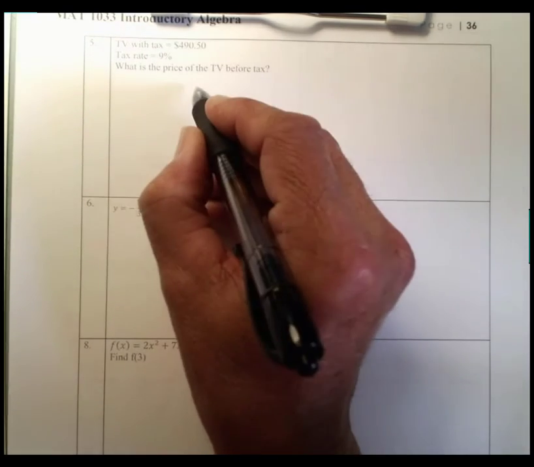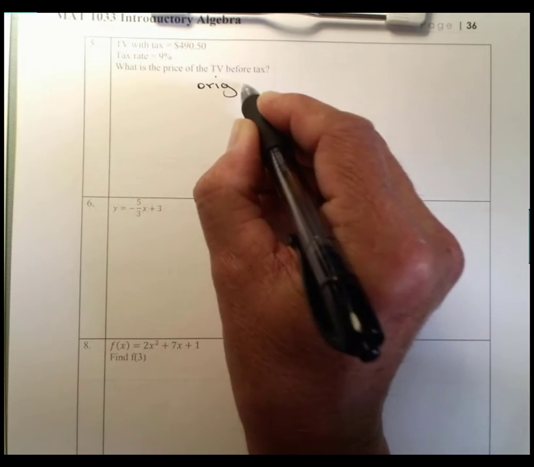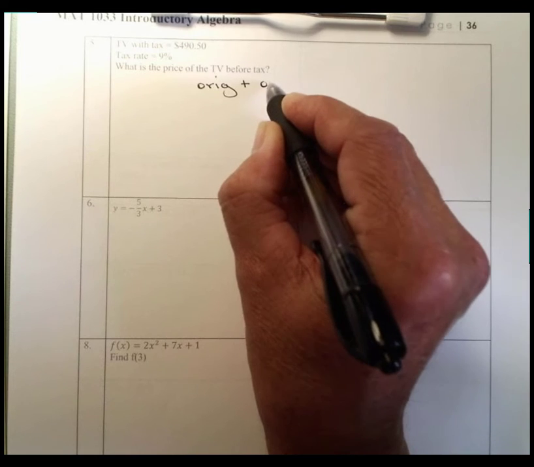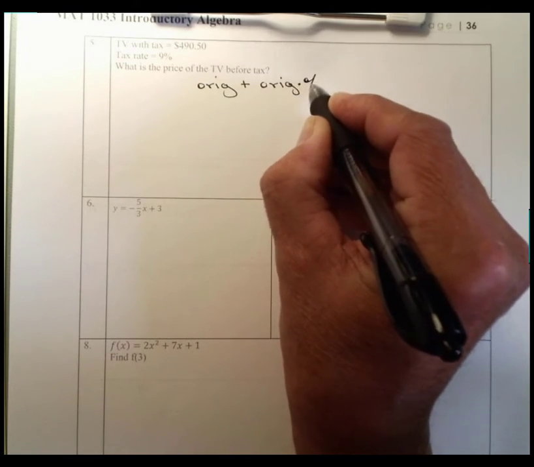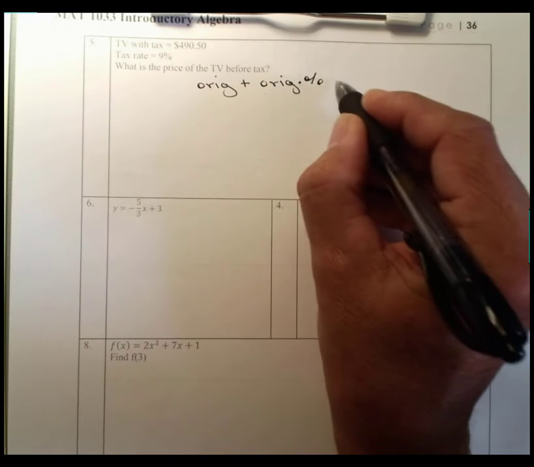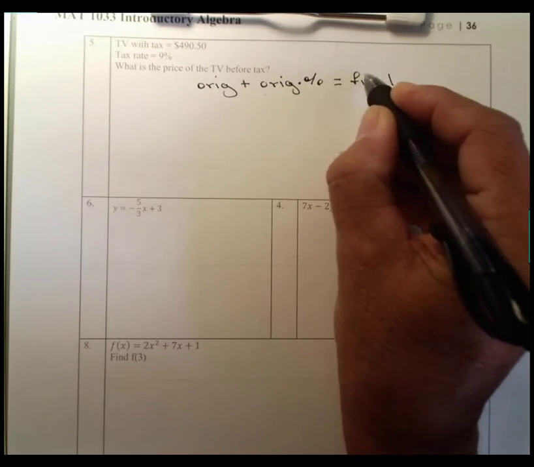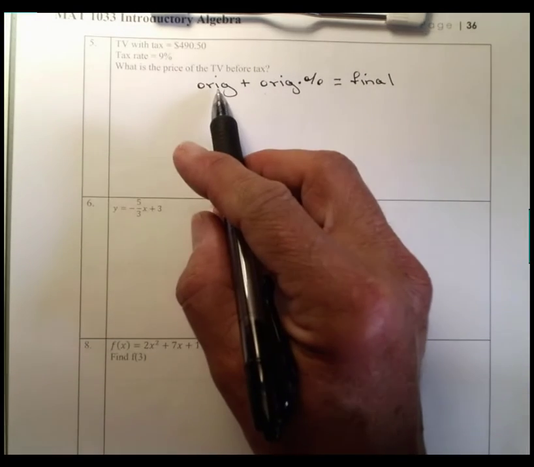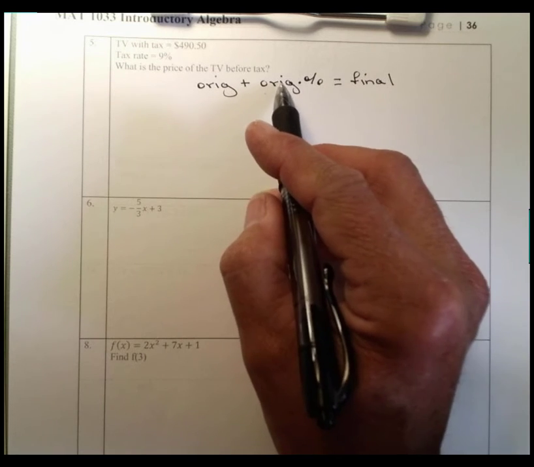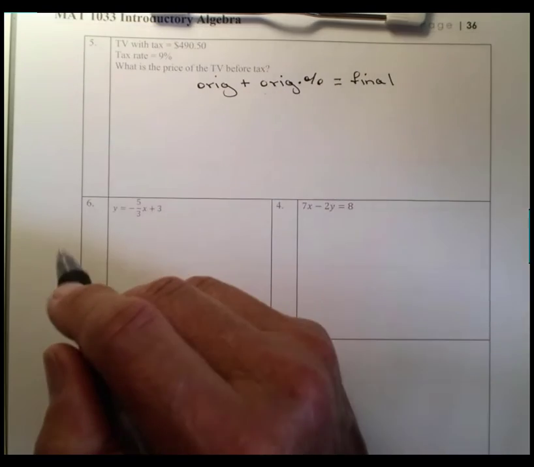You have to remember that when we're adding tax, we take the original price, and then we add to that the original price times the percentage of tax, right? That's how much tax you pay. And that's equal to the final price that you pay. I just write down this quick little formula to remind myself that I've got the original price plus the original price times the tax rate, the percentage, and that's going to equal what I have to pay.